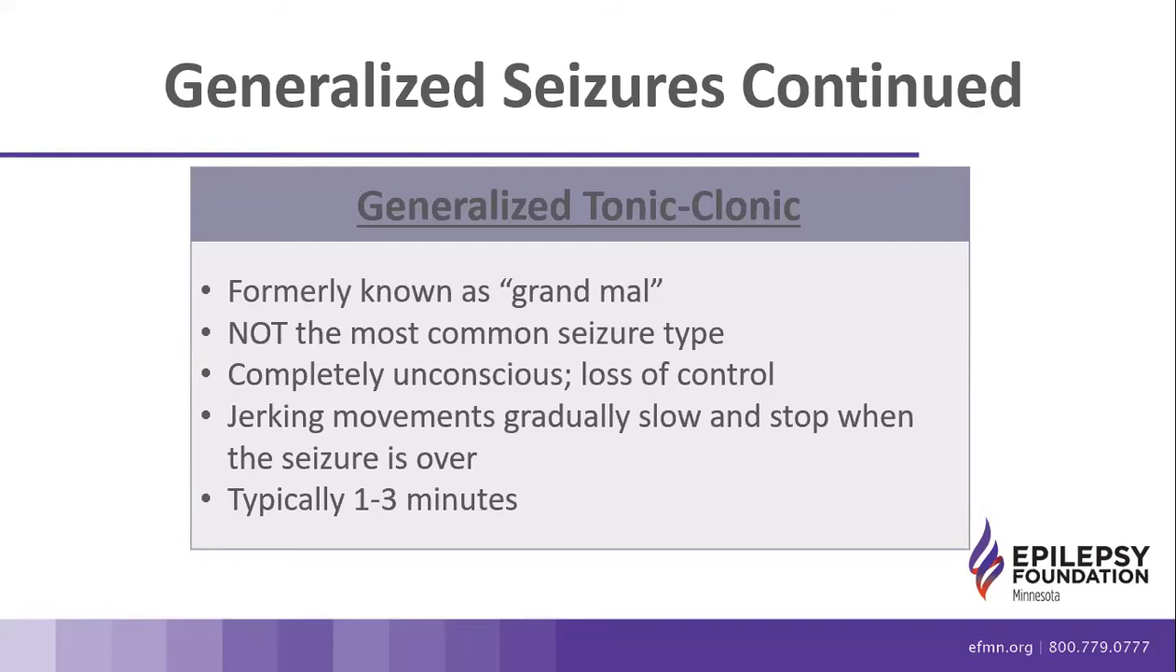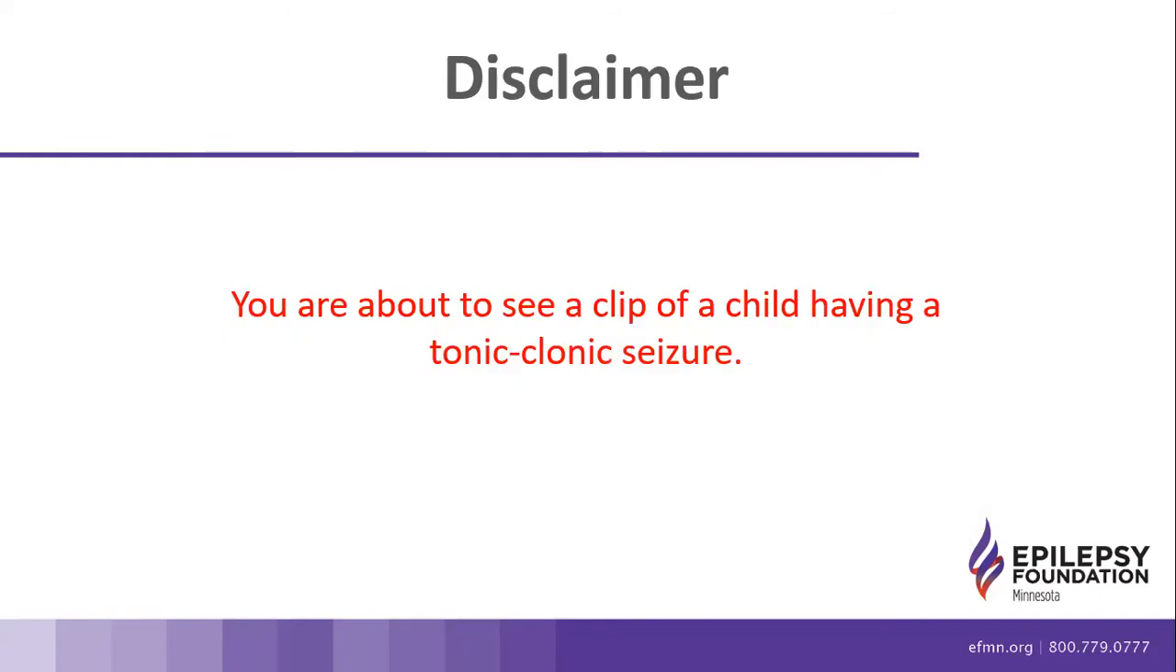They'll go through that full seizure, and you'll know it's done when their body goes completely limp. It's typically 1 to 3 minutes. We do know that at 5 minutes is when we want to make sure 911 is called, because they will need extra medical attention. We'll talk more about that in just a minute, but I'm going to go ahead, and we are going to watch a clip of a child having a tonic-clonic seizure.